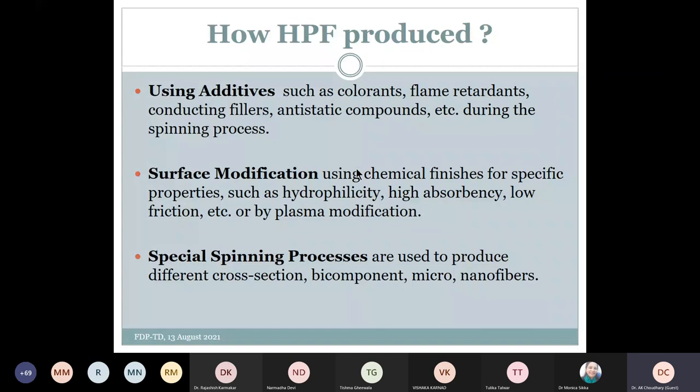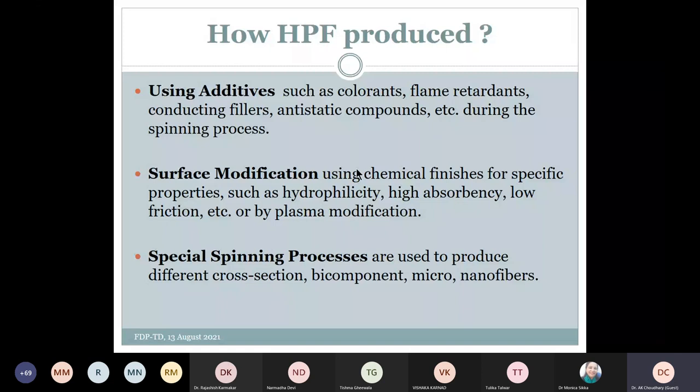Additives such as colorants, flame retardants, conducting fillers, anti-static agents. These are the new areas I've already discussed in the introductory part of this presentation. Day by day, new R&D is being carried out by some countries, especially Japan and China, to produce new types of fibers for specific applications. Keeping the application in view, they develop the new fiber, and new markets for the fiber keep increasing.